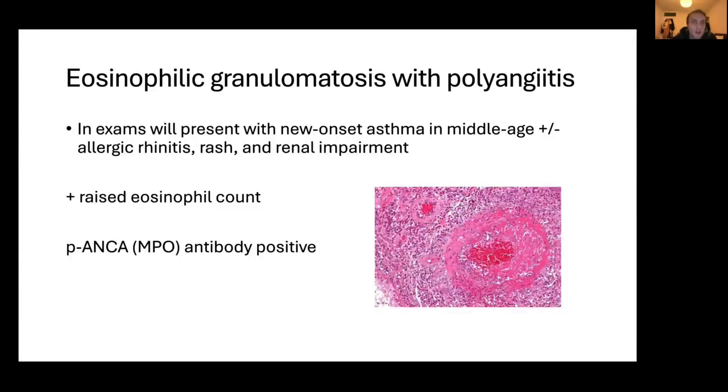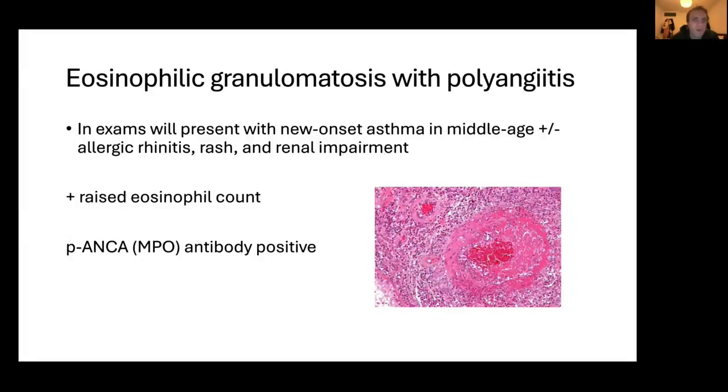Now, the condition which often comes up in exams as an alternative to GPA is eosinophilic granulomatosis with polyangiitis. In many ways, it can present slightly similarly with kidney involvement and respiratory symptoms, but in this case, we tend to see an atopic or allergic element, and that's where we get new asthma. So often the typical question will be, oh, it's a 40-year-old woman who never had asthma in her childhood or young adulthood, suddenly presents with severe new asthma.